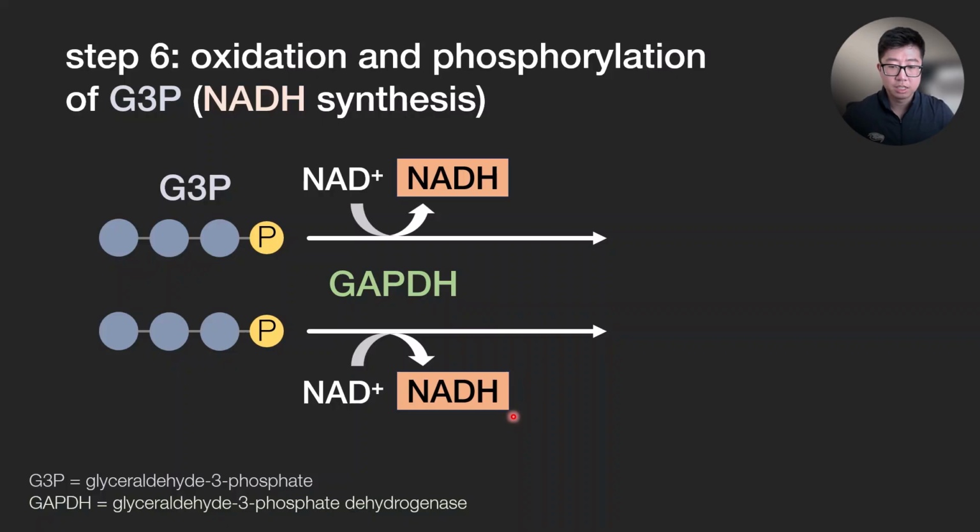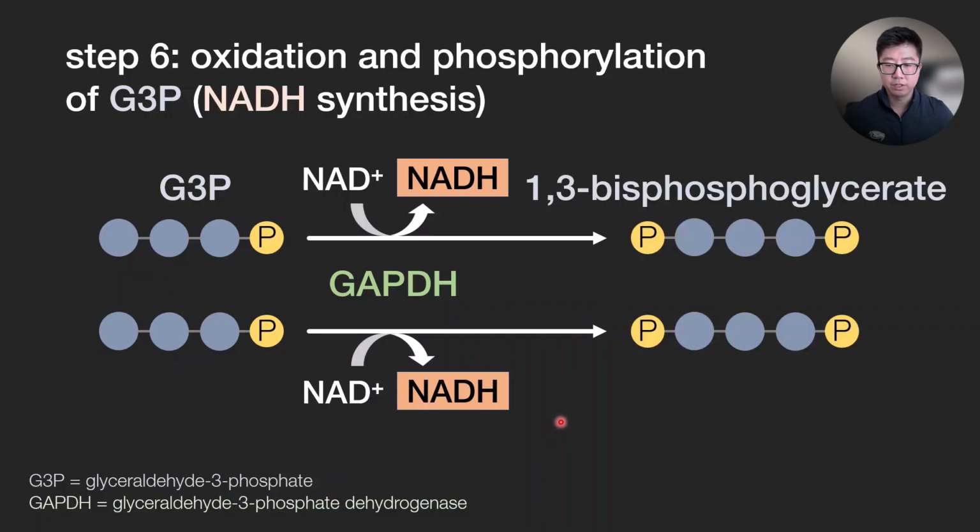And this oxidation step is super important because it releases energy from G3P. And according to the law of thermodynamics, that energy does not get lost, but rather it's used to drive the second part of this reaction, which is phosphorylation. And so here, an inorganic phosphate group from the cytosol gets added to the oxidized G3P to form 1,3-bisphosphoglycerate.